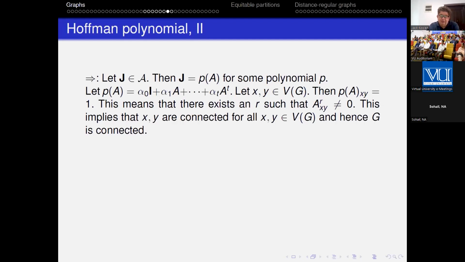That means there exists an R such that (A^R)_xy is not 0. This implies that x and y are connected by some path of length R, or walk of length R, yes? And hence the whole graph must be connected.